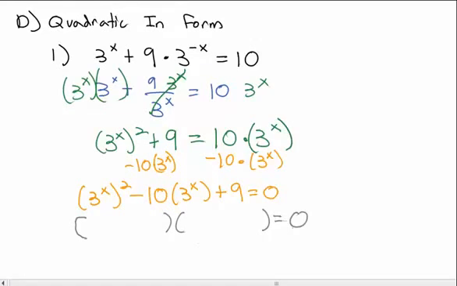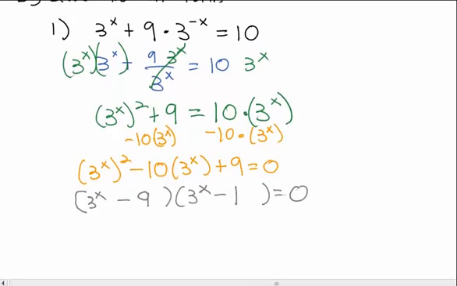And we can factor. 3 to the x squared is 3 to the x times 3 to the x. We get the 9 by subtracting 9 and subtracting 1. So we end up with 3 to the x equals 9 when we add 9, or 3 to the x equals 1 when we add 1 to both sides. And now both of these have become just like one of the problems that we started with just 20 minutes ago.